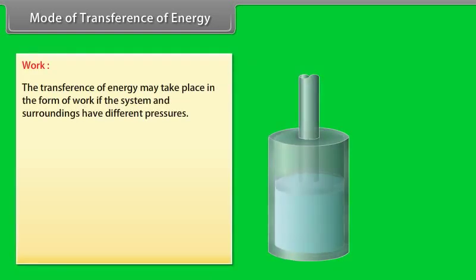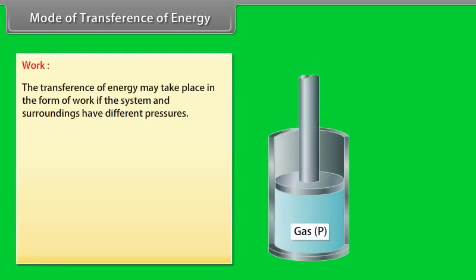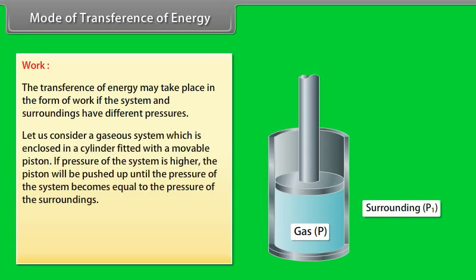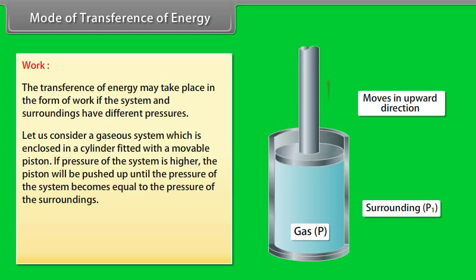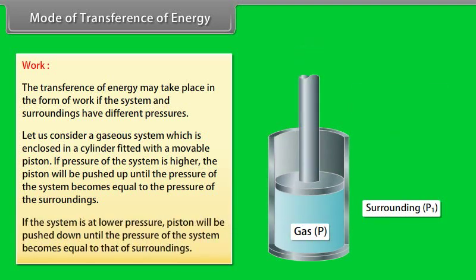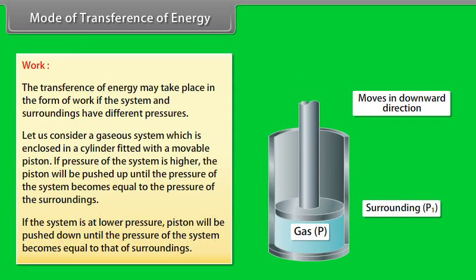Work. The transference of energy may take place in the form of work if the system and surroundings have different pressures. Let us consider a gaseous system which is enclosed in a cylinder fitted with a movable piston. If the pressure of the system is higher, the piston will be pushed up until the pressure of the system becomes equal to the pressure of the surroundings. If the system is at lower pressure, the piston will be pushed down until the pressure of the system becomes equal to that of the surroundings.